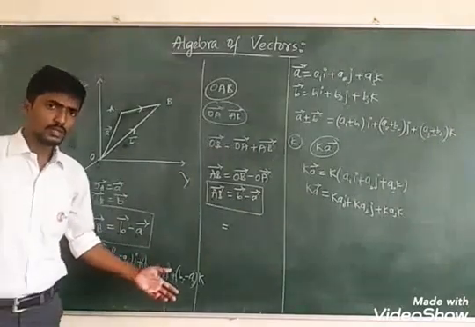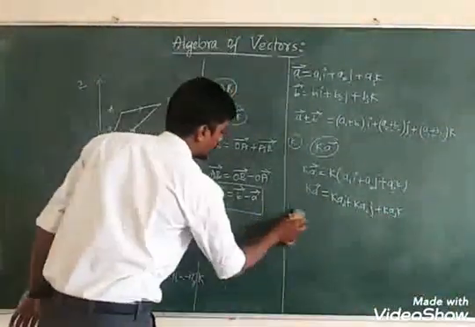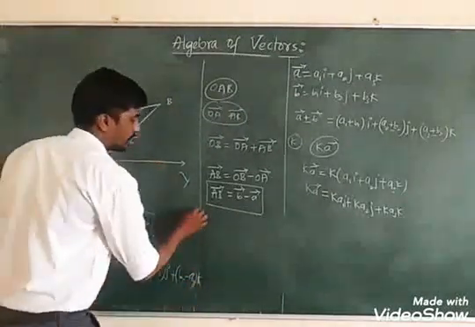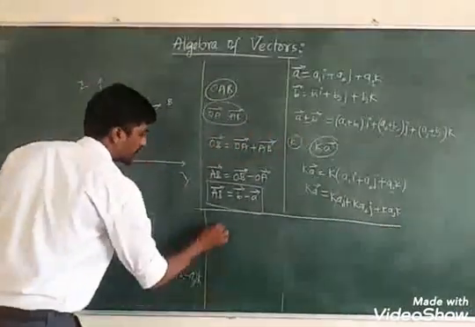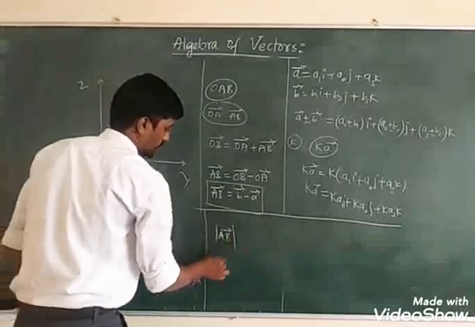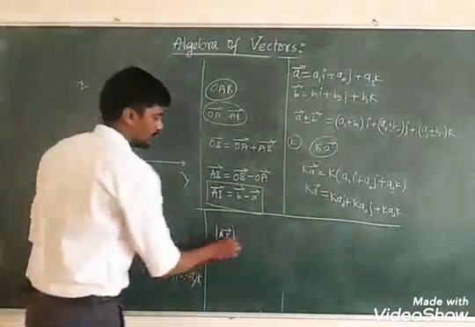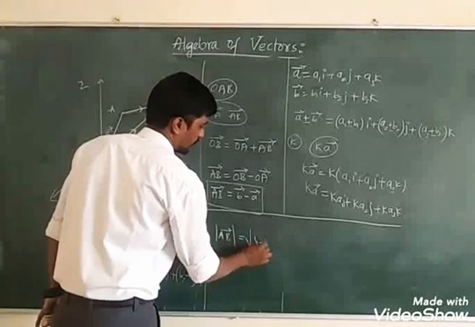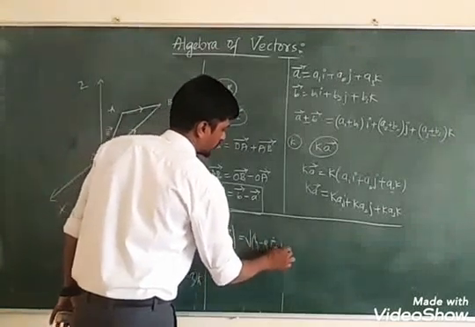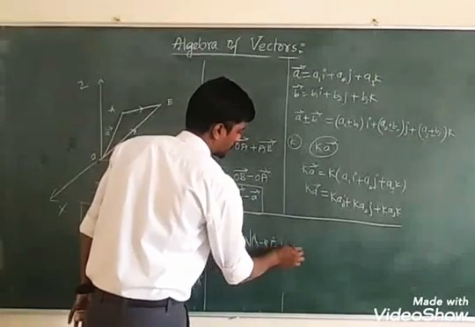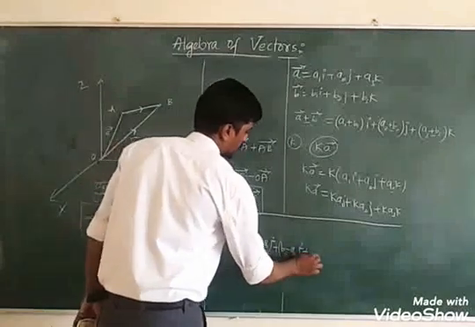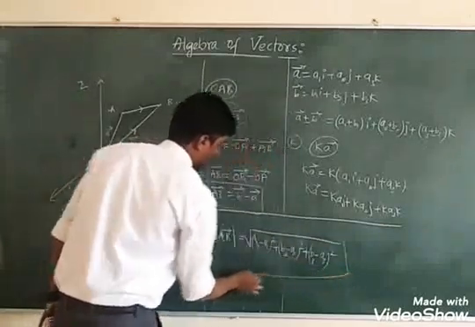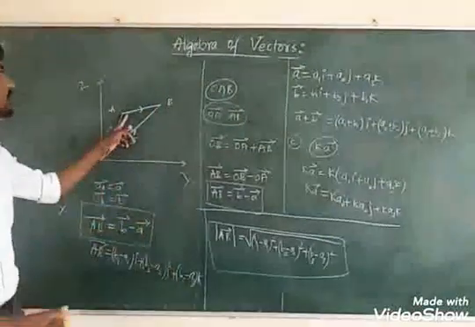So what will be its magnitude? So this is the vector and its magnitude will be represented. Magnitude of AB vector, meaning the position vector of AB. So what will be the magnitude of this vector now? So root of b1 minus a1 square plus b2 minus a2 square plus b3 minus a3 square. So this will be the length, the magnitude of the vector which is represented by two points.